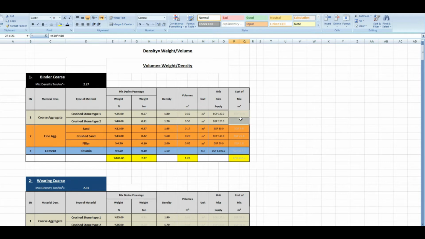It means that the volume of aggregate type 1 in the mix, multiply the unit price, it means that it costs 37.8 Egyptian pounds, and so on for the other material.